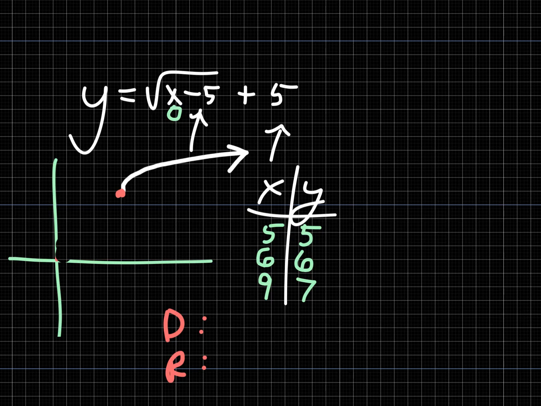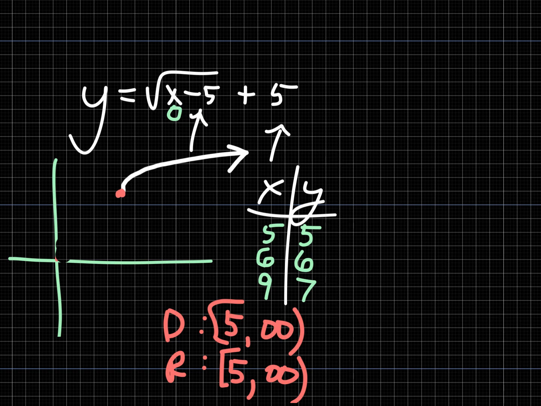The domain is how far left and right it goes. It goes from 5 to infinity, and it touches 5. And never touch infinity, of course. Range, the lowest it goes is 5, and it goes up to infinity again, and it touches 5. So there you go. 5 infinity, 5 infinity. Make sense? All right. So the last melon, the last difficult thing.